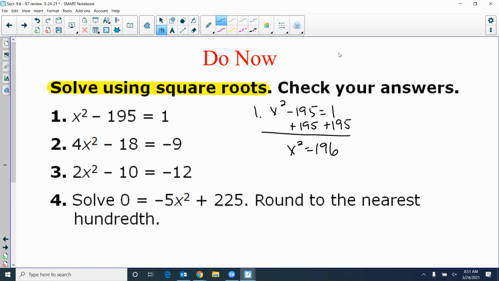Okay, so once you get there, you take your square root.